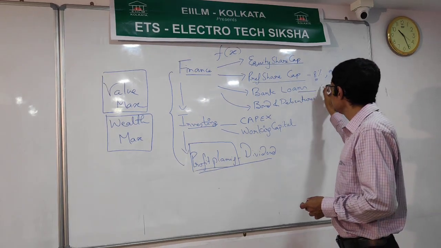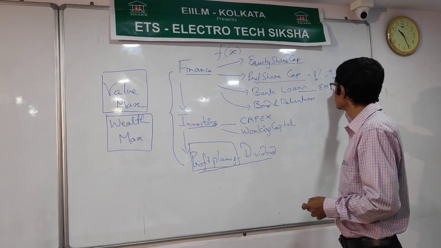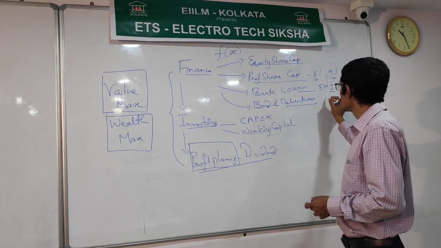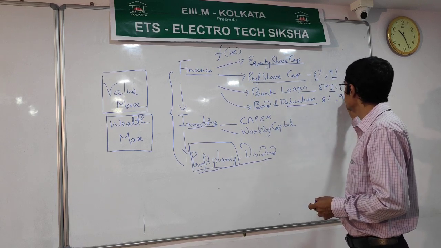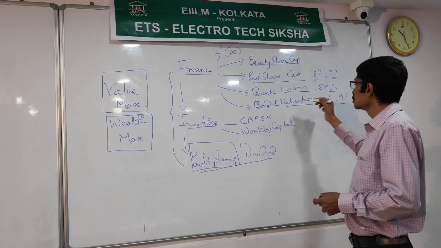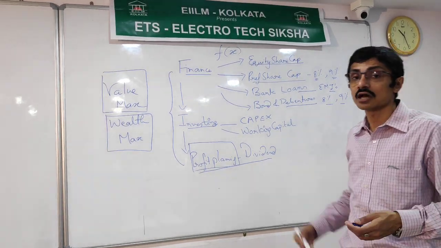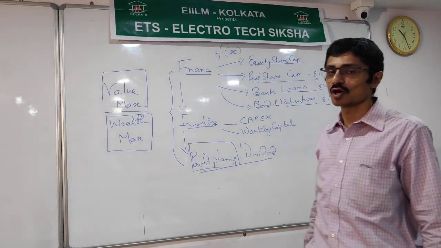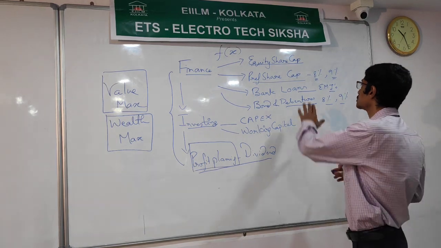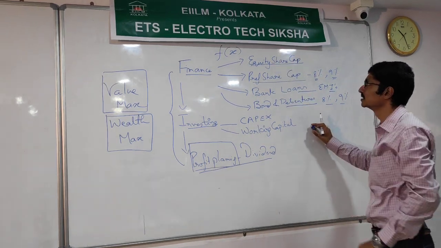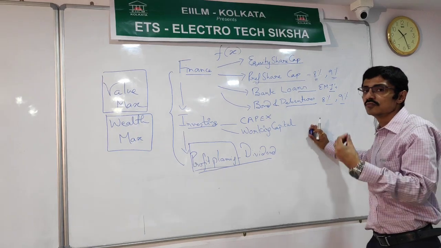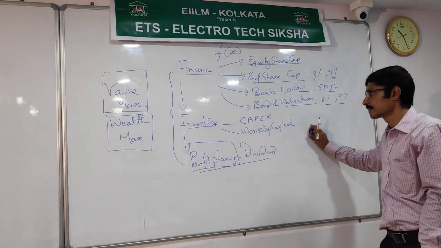Bank loans, you have to pay EMIs at a fixed rate, and the bonds and debentures also carry a fixed rate, 8 or 9%. So on the bond or debenture, if you can earn a more rate of return, which is the objective of leverage, we can pass on the extra benefit to the equity shareholders by way of more dividend earnings.